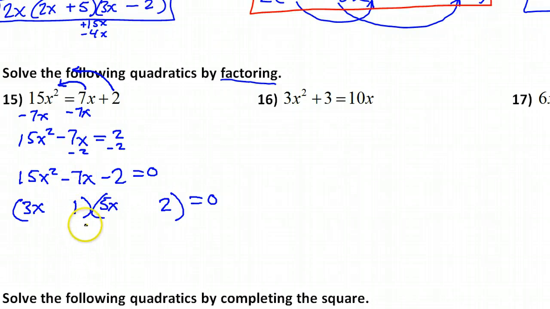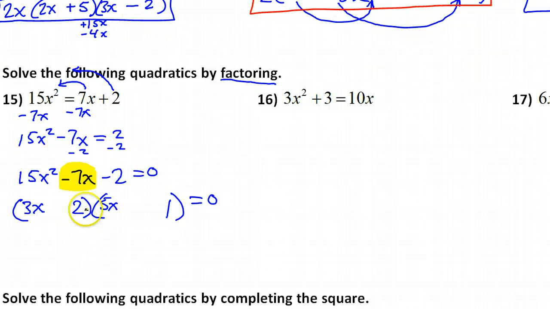So inner, I have 5x. Outer, I have 6x. Okay? And I'm trying to get a middle of negative 7x. Well, there's no way I'm going to get negative 7 out of 5 and 6, no matter how I pick the signs. So that means it must be the other way. It must be 2 and 1. So let's check that out.